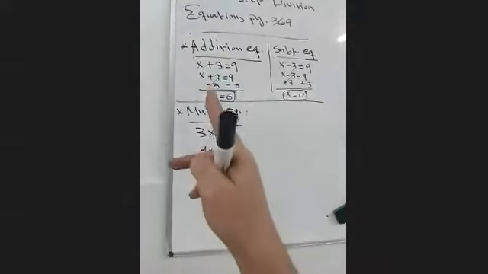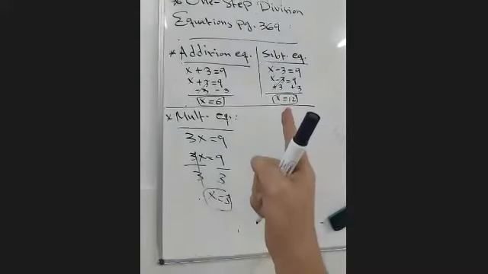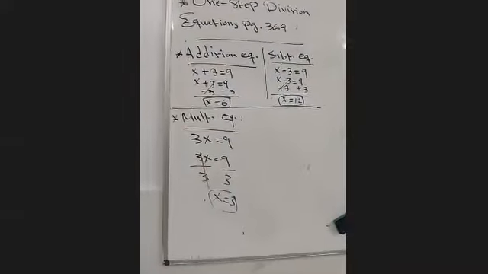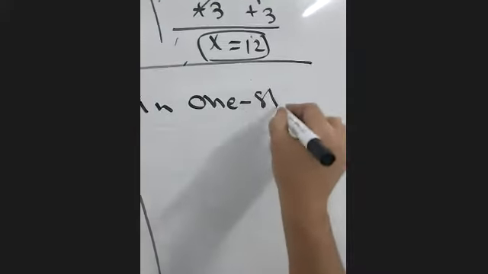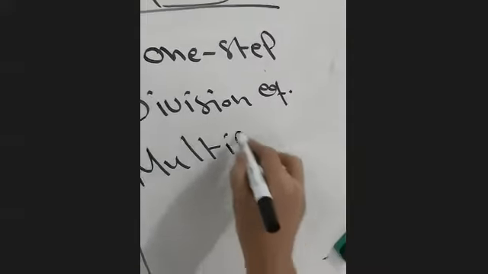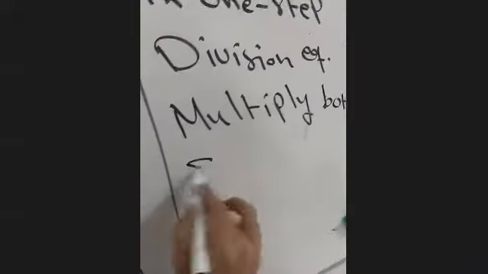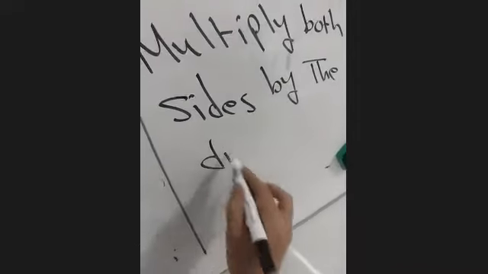So we did addition equation, subtraction equation, multiplication equation. In addition, we do subtraction. In subtraction, we do addition. In multiplication, we do division. So in division now, we will do multiplication. So in a one step division equation, multiply both sides by the divisor of the variable.